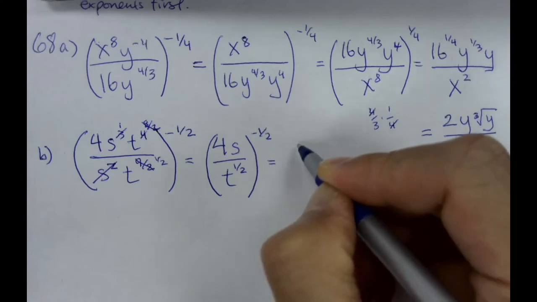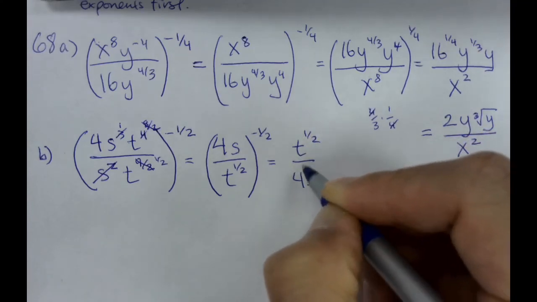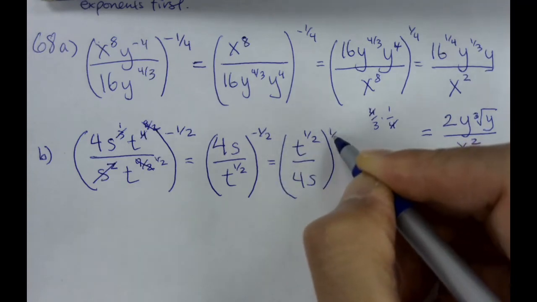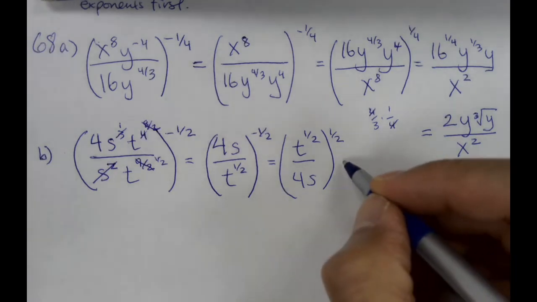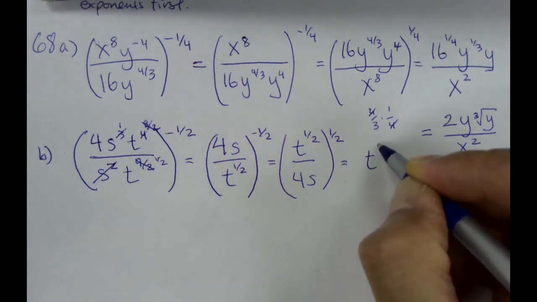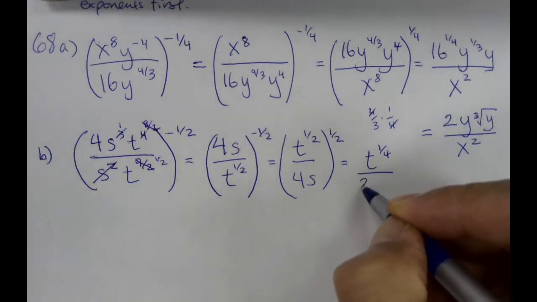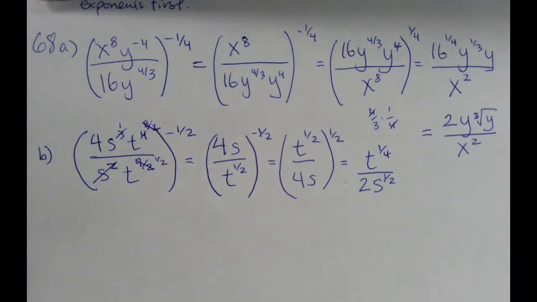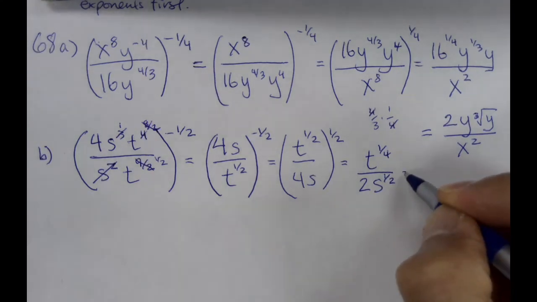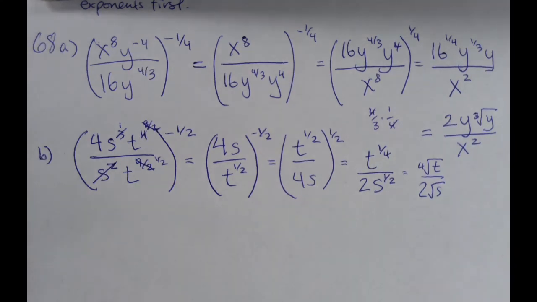Let's do our reciprocal. And now that's to the 1/2 power. And we can go ahead and distribute that. It's t to the 1/4. 4 to the 1/2 power is 2. And then we have s to the 1/2. And we can leave it that way, or we can write it as a root, either is fine. Something like that.